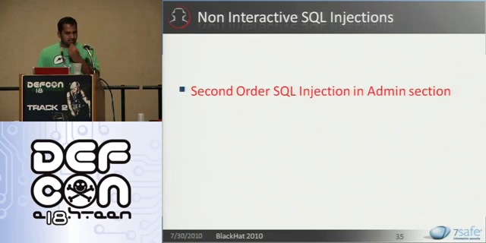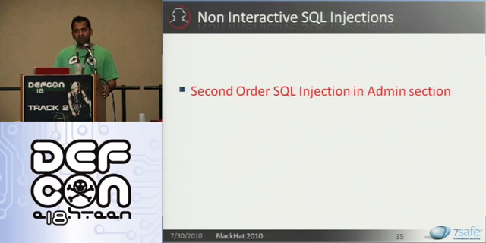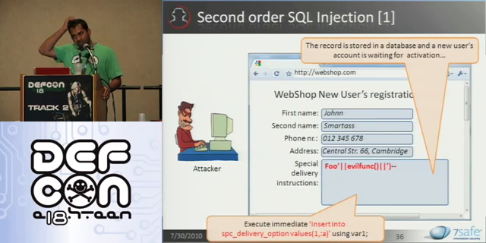Right. Next, I wanted to talk about a class of vulnerability which I feel is not very much discussed, and that is non-interactive second-order injections. What I mean by non-interactive second-order injection is this. Imagine an e-commerce website or any website which allows a new user registration functionality.